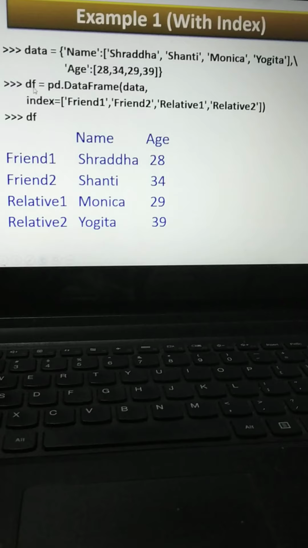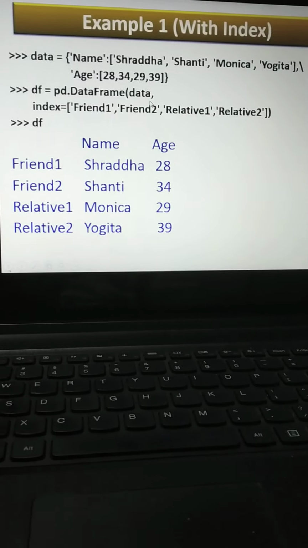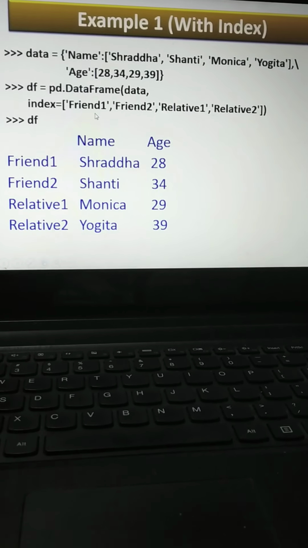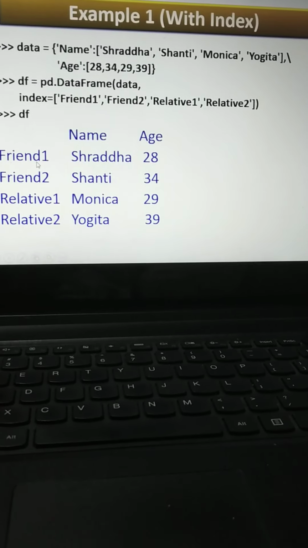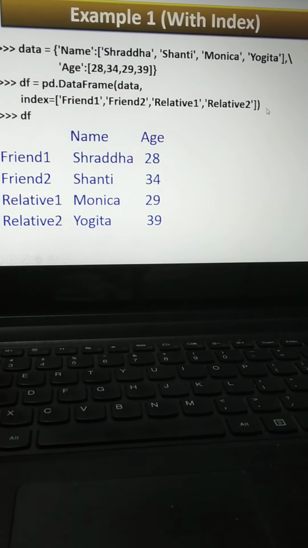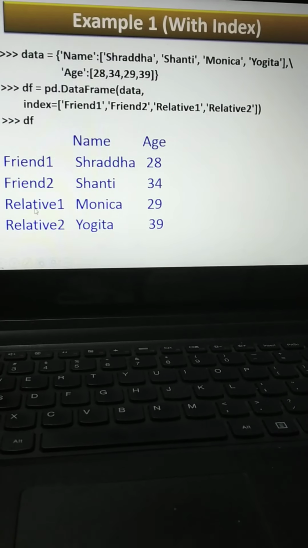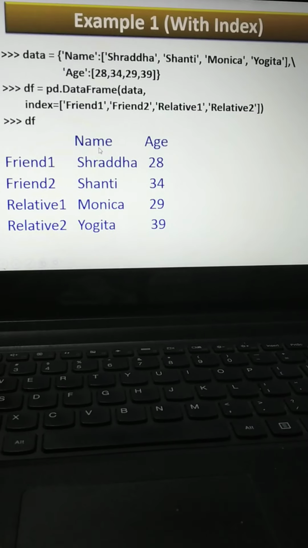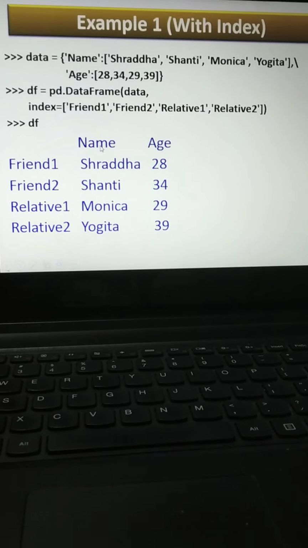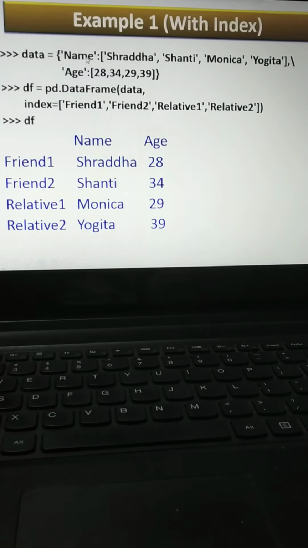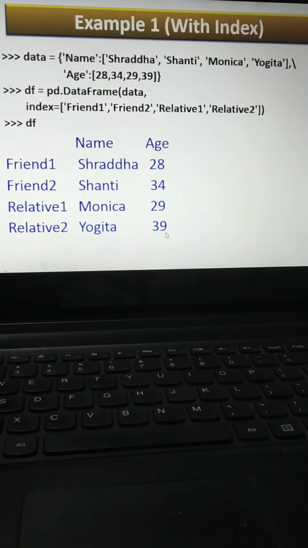Now we create the data frame. Df is equal to pd dot DataFrame data, index is equal to friend 1, friend 2, relative 1, relative 2. Now see, here we have supplied the index, so when we run this it will be taken as the index: friend 1, friend 2, relative 1, relative 2. The names Shraddha, Shanti, Monica and Yogita are supplied in the name column, and the age list is given in the age column, right?